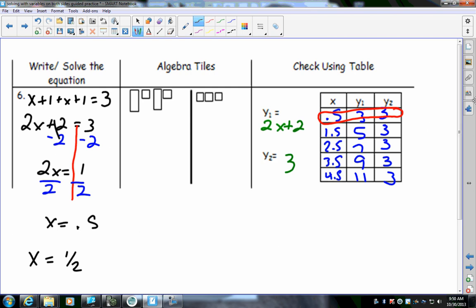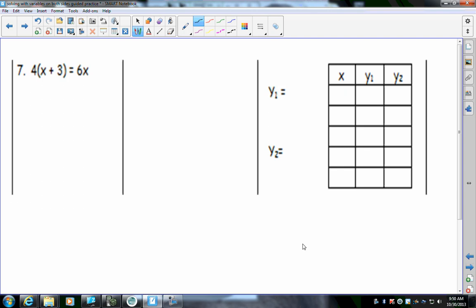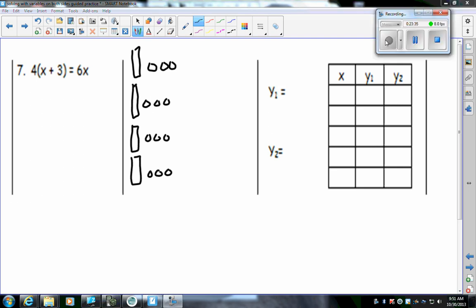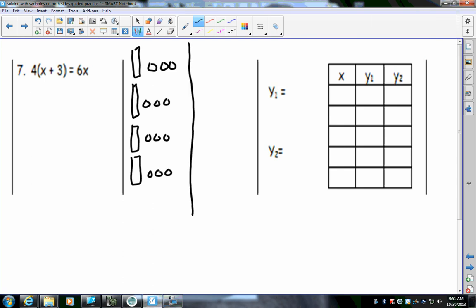All right, so now, number 7. What does this say? It says 4 groups of x plus 3. So I'm going to draw x plus 3, and I draw 4 groups of them. Equals 6x.